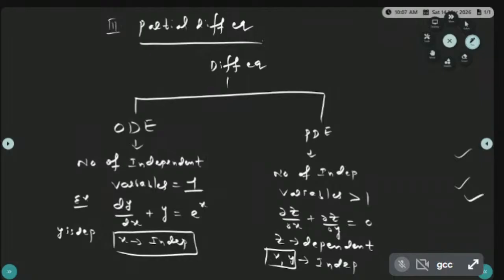Already I have taught unit 1 and unit 2 related to differential equations, but most of you are not able to tell even the definition of an ordinary differential equation. What you are concentrating on in the class, I don't know.